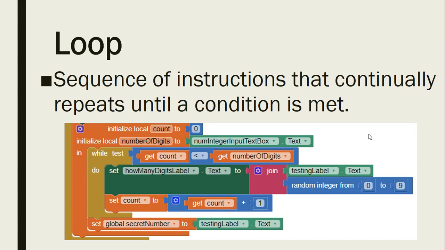We're at 2. Is 2 less than 3? Absolutely. It runs through, adds another random number, and adds another one to the count. Now, is 3 less than 3? No. So it leaves the loop, and it takes this 3-digit random number that was just generated and makes that the secret number. And so that technically is a while loop.